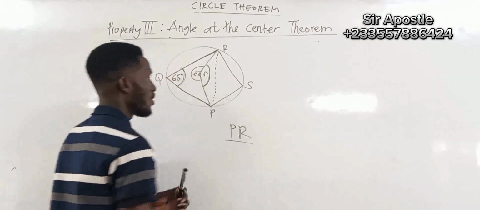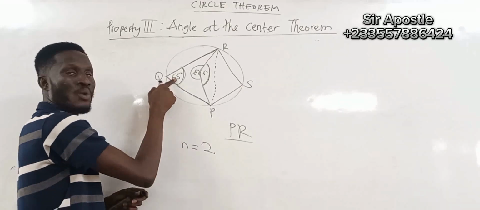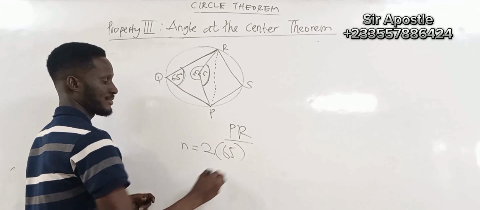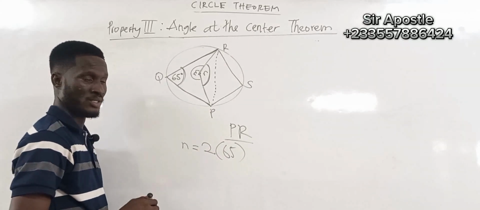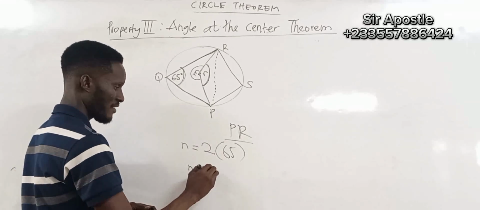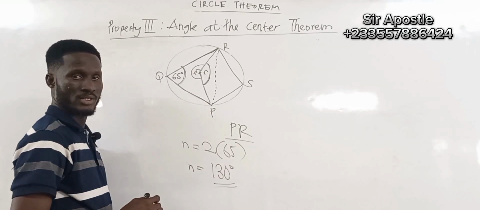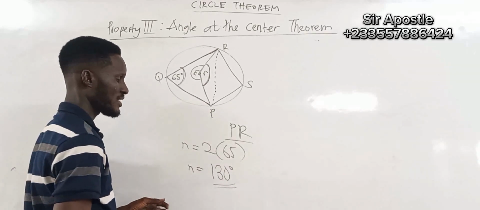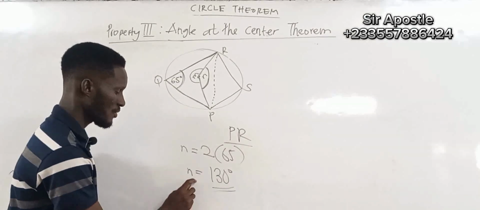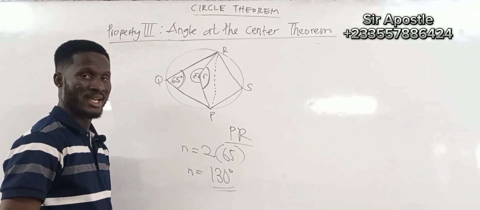It means that the angle at the center will be 2 times the one at the circumference of a circle. That is 2 times 65. I hope you are following. Now 2 times 65 will give us 130 degrees. So this is the angle at the center of the circle, N.